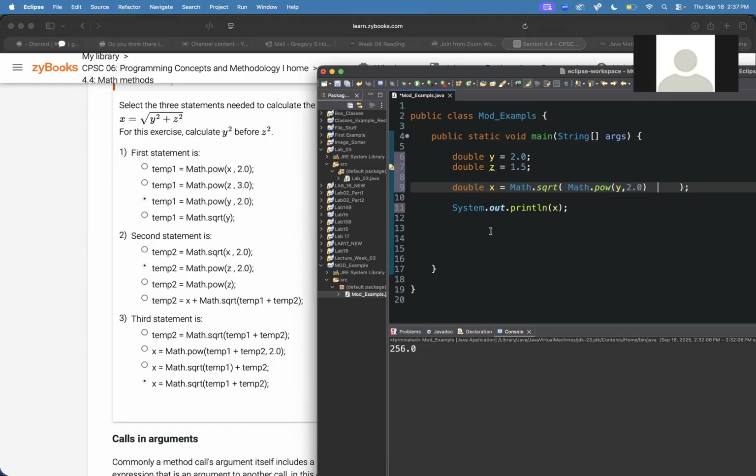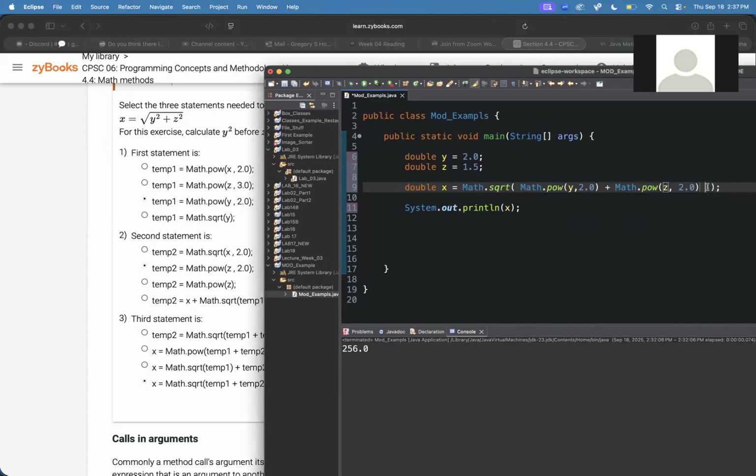Then we could do plus. And then we need z squared, which would be math.pow z 2.0. Okay. So that's one way to do it.